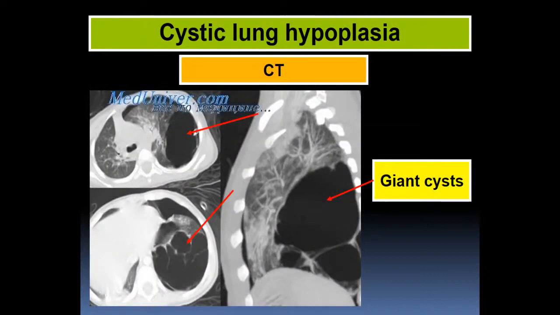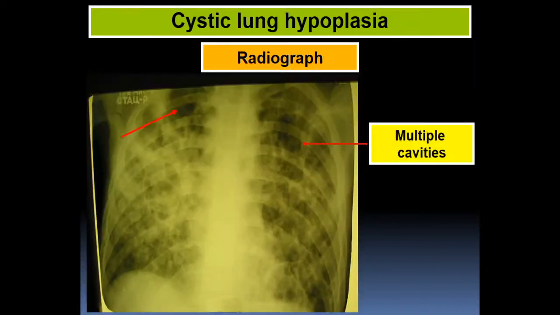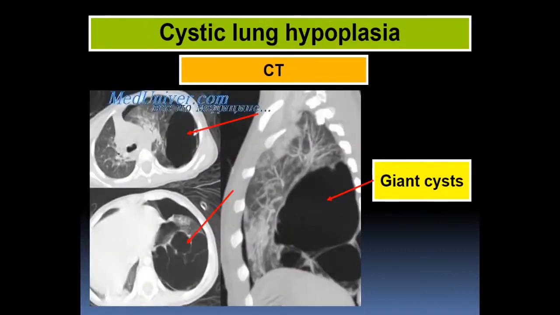The next disease for differential diagnosis is named cystic lung hyperplasia. On X-ray in this disease we can see the symptom of dissemination, looking like dissemination with multiple cavities. But on CT scan, we see many cysts with very, very thin walls.